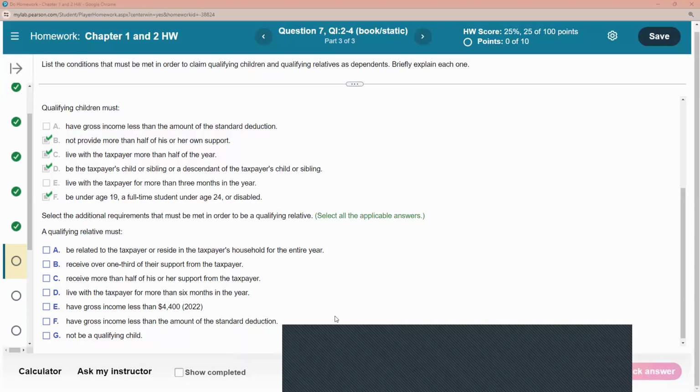So sometimes this qualifying relative dependent can be kind of misleading, because the individual who lives with the taxpayer doesn't actually have to be related to them. All right.